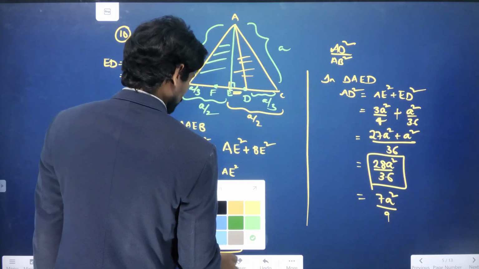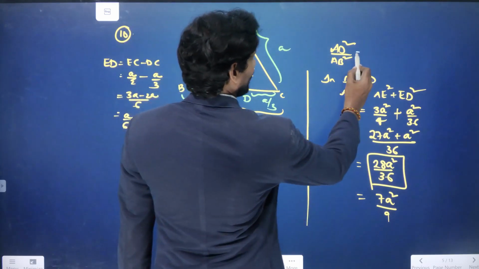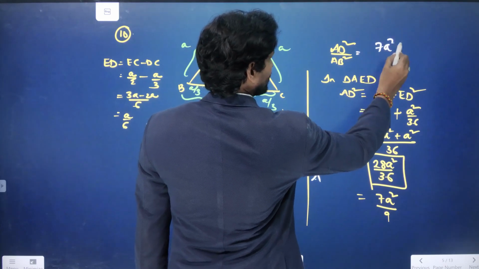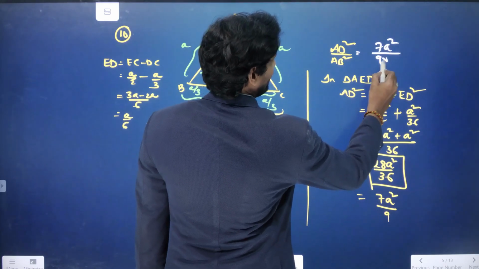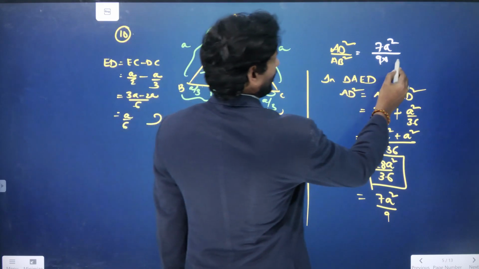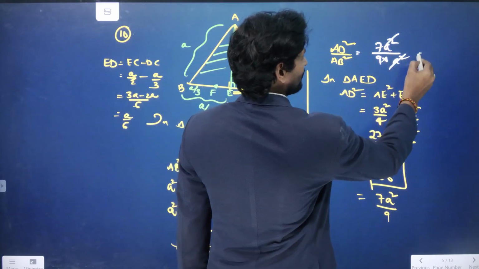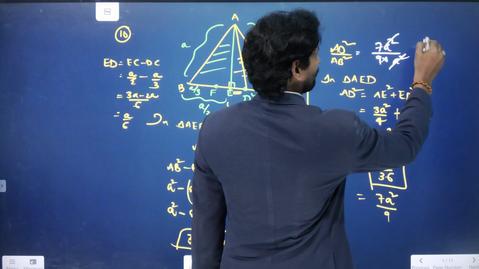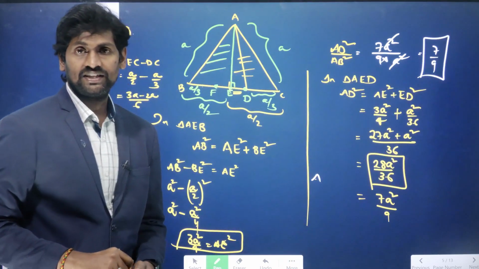Now, AD square by AB square. AD square value is 7a square by 9, and the denominator AB square value is a square. So numerator a square and denominator a square cancel. The answer is 7 by 9.